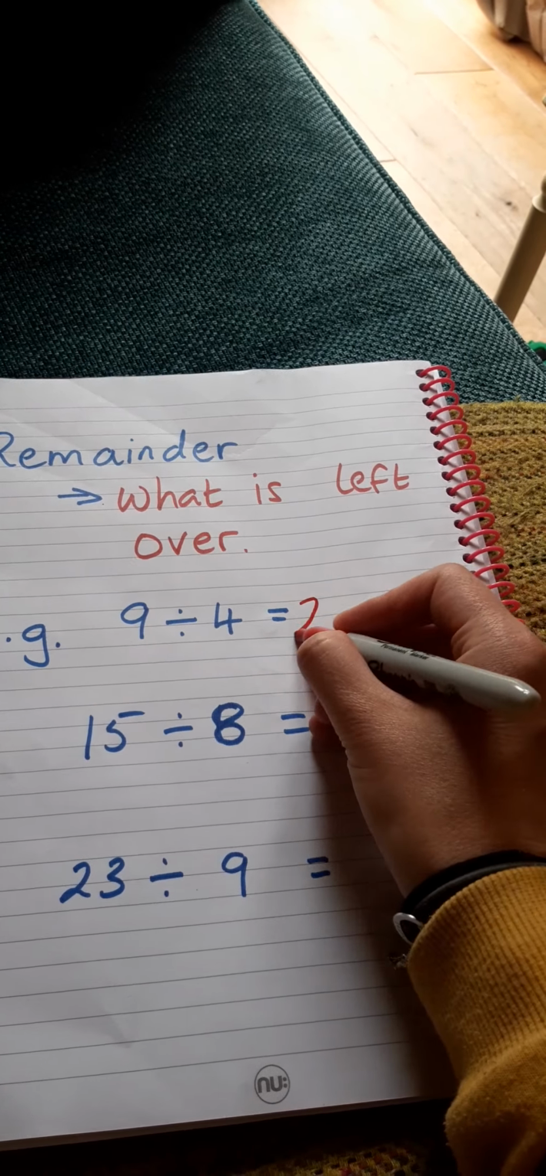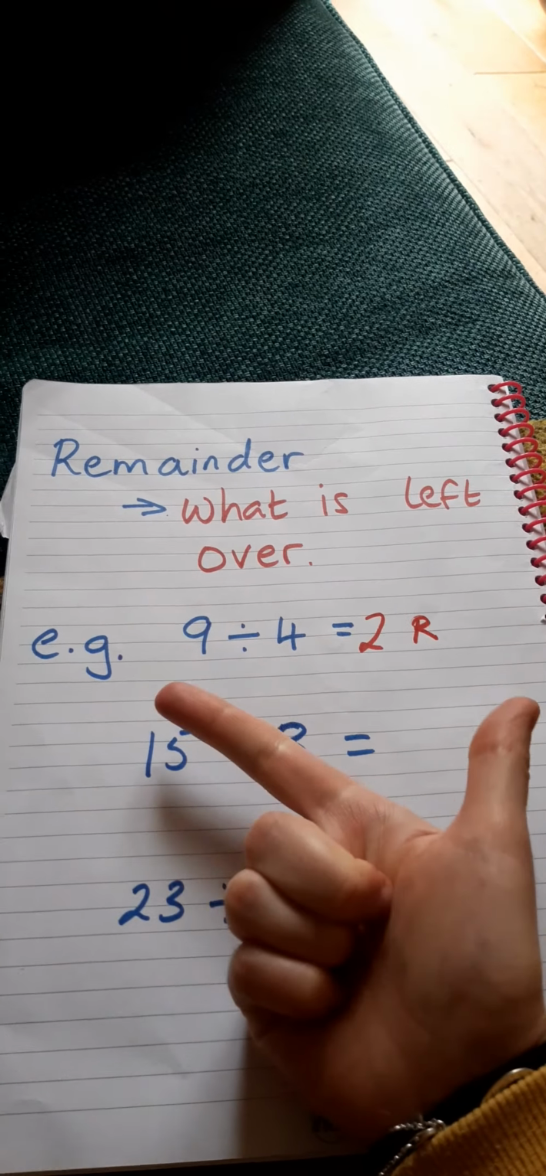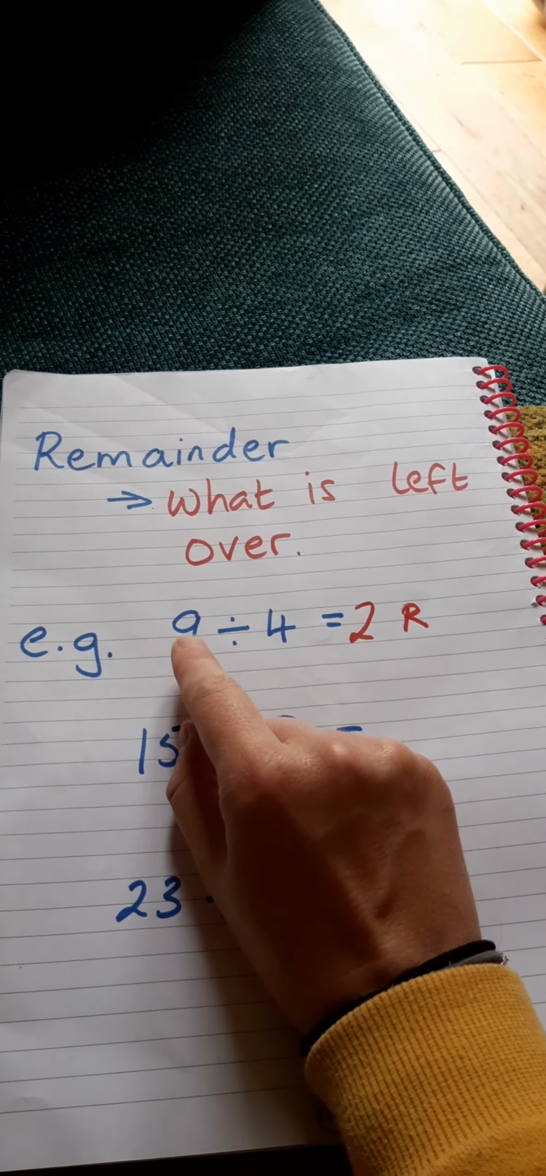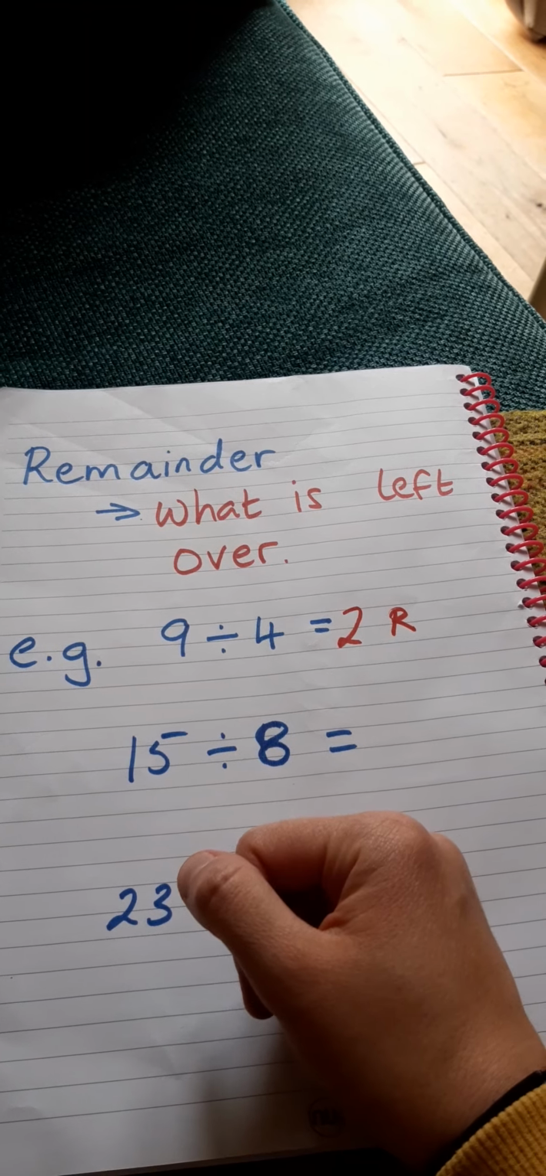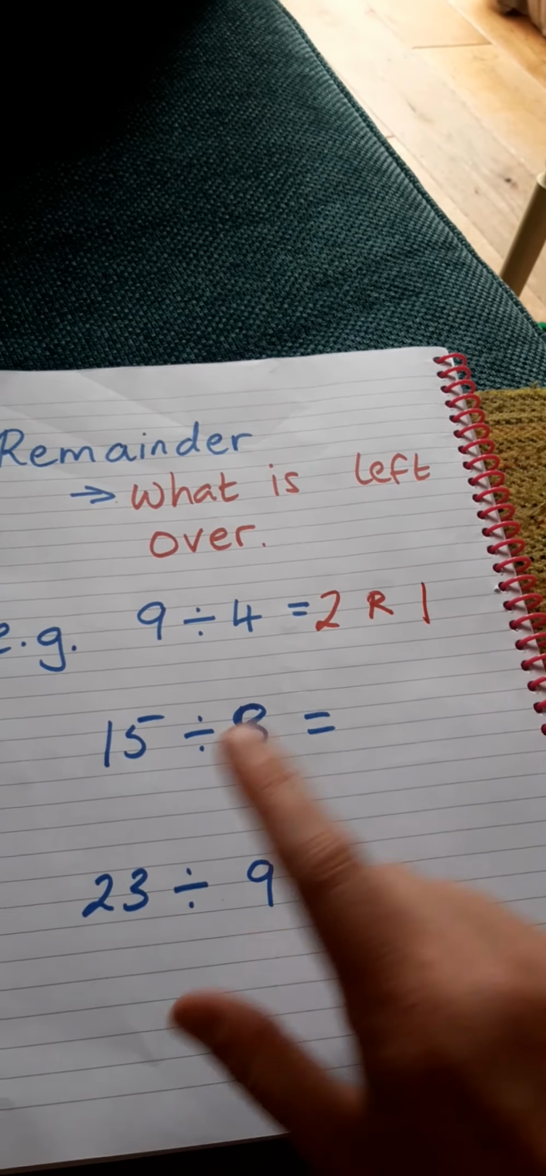So you write down your 2, and we have a remainder. We have some numbers left over because we said 4, 8. We're only at 8. We need 9. So how do we get from 8 to 9? We add 1. So our remainder is 1. Let's look at the next one.